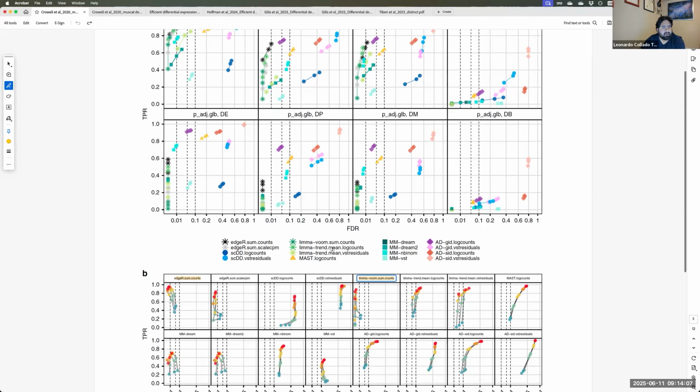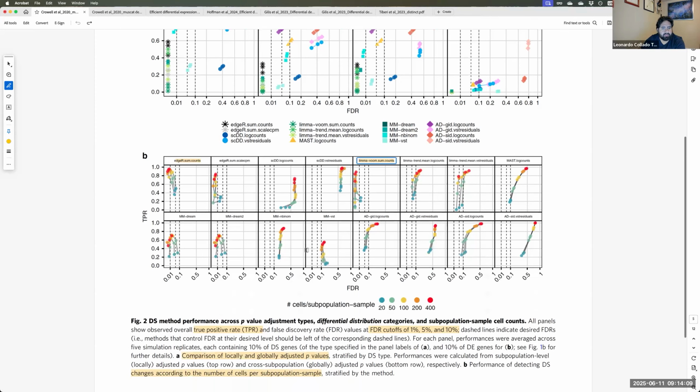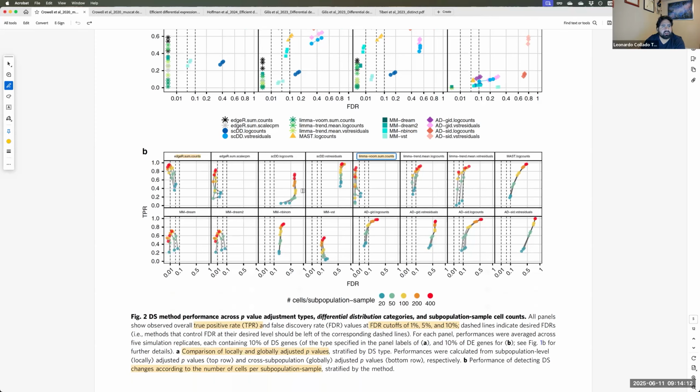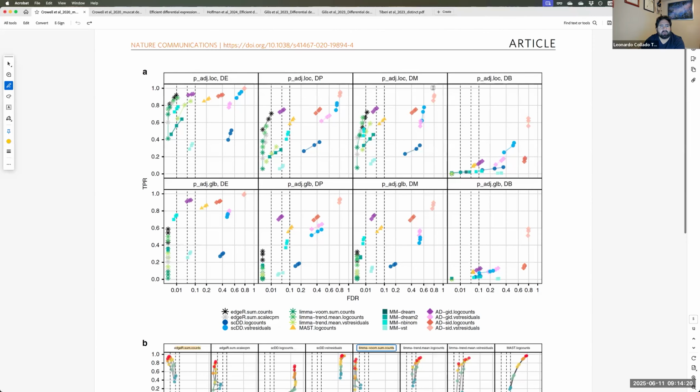In general, EdgeR and limma are doing pretty well. I don't remember the different columns here, but oh yeah, here we get the D scenario, where you can see that the 3 black stars and the 3 green ones are actually maybe a bit more conservative, where the actual false discovery rate is lower than what they set on the thresholds, and the true positive rate is still pretty high.